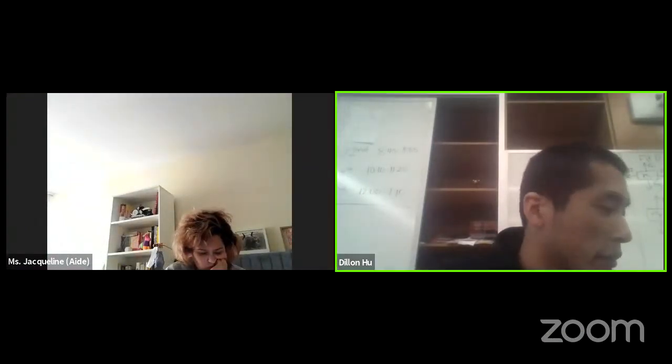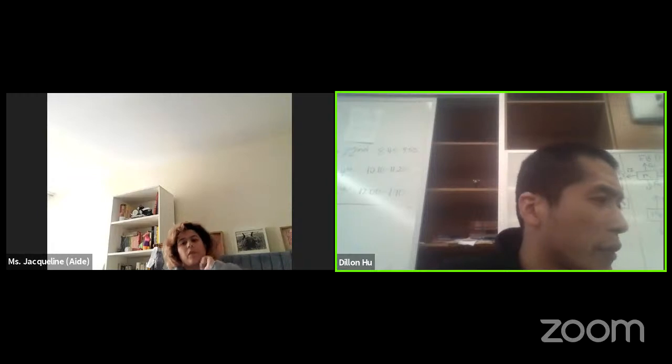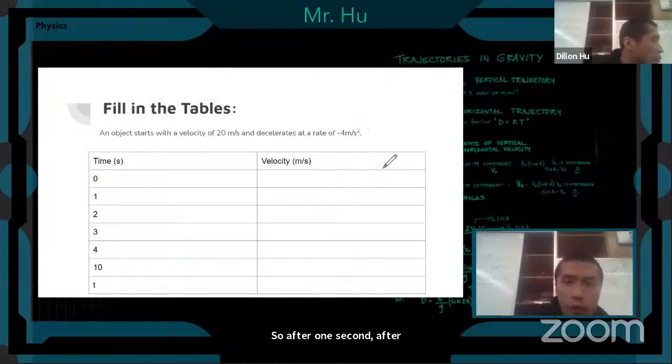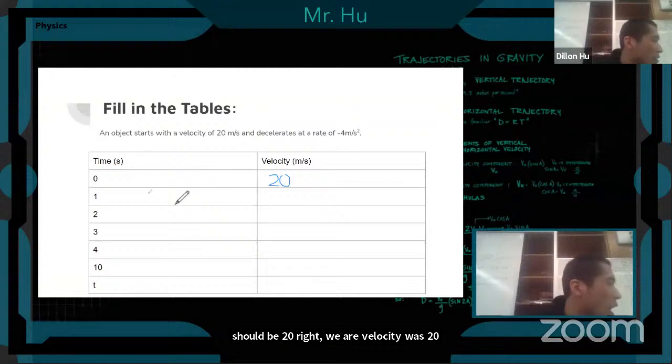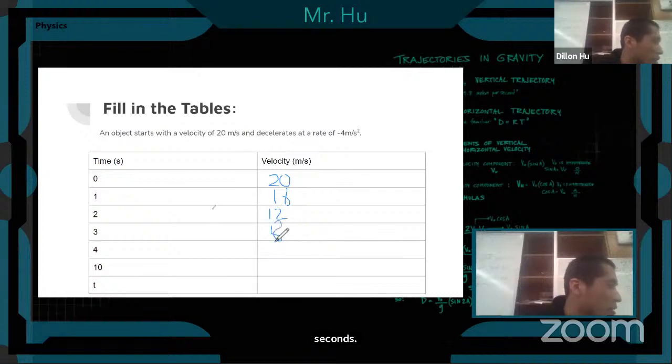All right, so let's take a look at the table here and let's try to figure this one out. So at 0 seconds, our velocity should be 20, right? Because our velocity was 20. After 1 second, our velocity decreases by 4, so it should go down to 16. 2 seconds, it should be 12. 3 seconds, it should be 8. 4 seconds, it should be 4, right? So this is pretty easy stuff. You know, every second it goes down by 4.